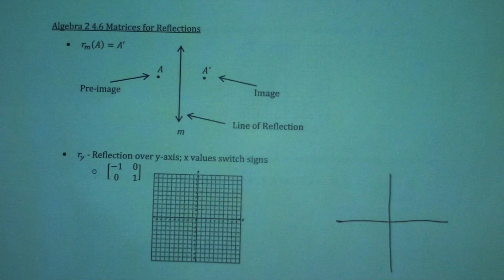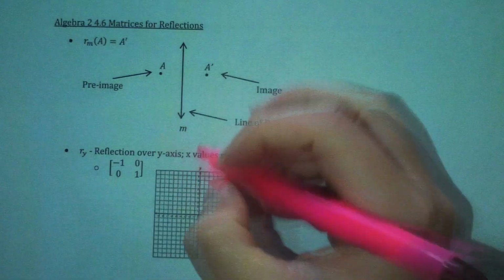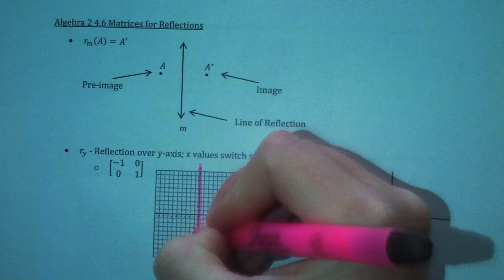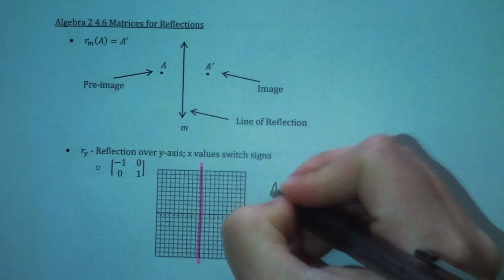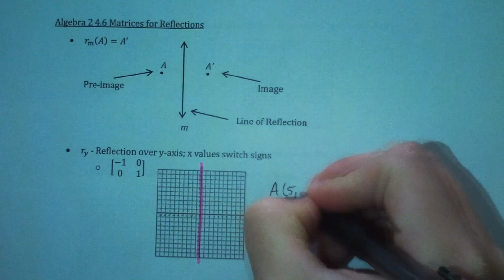So we're going to do some different ones here. We're going to flip over the y-axis first. Y-axis is our vertical line through there, right? So I'm just going to make up some random point here, I'm going to make my A 5, 3, and I'm going to graph that.